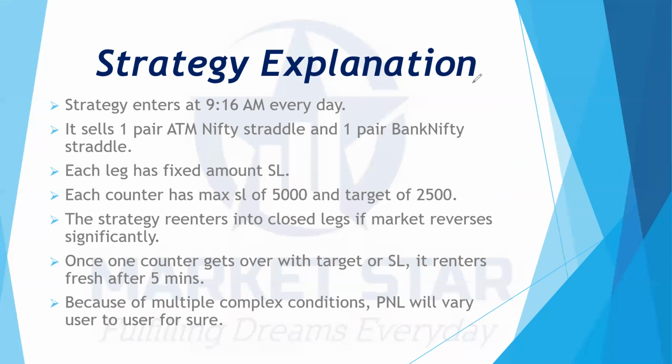Let's move further. Okay, so I have discussed 9:16 entry, 3 p.m. is the exit, in between 5,000 is maximum stop loss per counter, 2,500 is the maximum profit per counter. One important thing here, once the counter gets over with the target or stop loss, it re-enters fresh after 5 minutes. This re-entry happens only up to 2:30. Suppose the target or stop loss achieved at 2:40 or 2:31 also, then also the strategy will not re-enter.